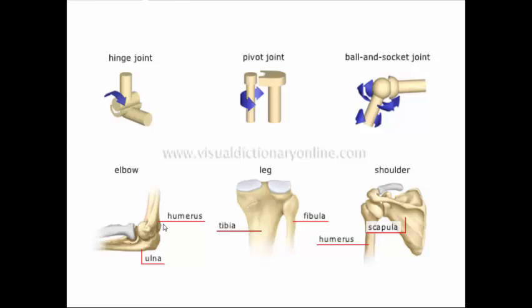This is how they would look. Say a hinge joint, only able to flex and extend, open and close. Pivot joint. We mentioned the bones of the forearm, the ulna and radius. Same thing with the bones of the lower leg. They're able to rotate over each other also. And ball and socket. You have a ball fitting into a socket. It's like the shoulder joint between the humerus and the scapula. Same thing with the hip.